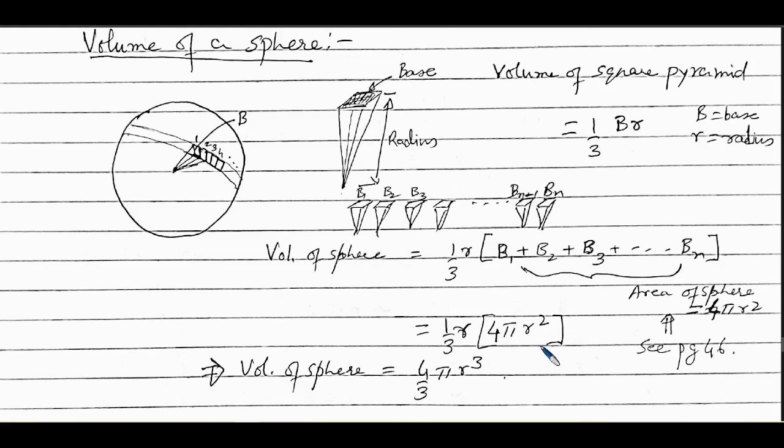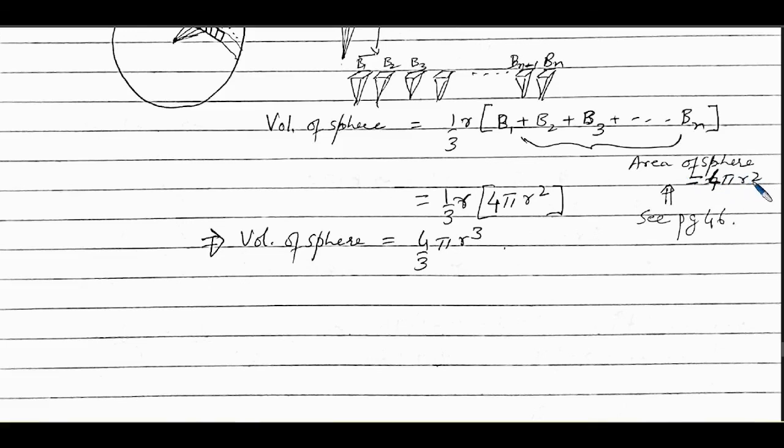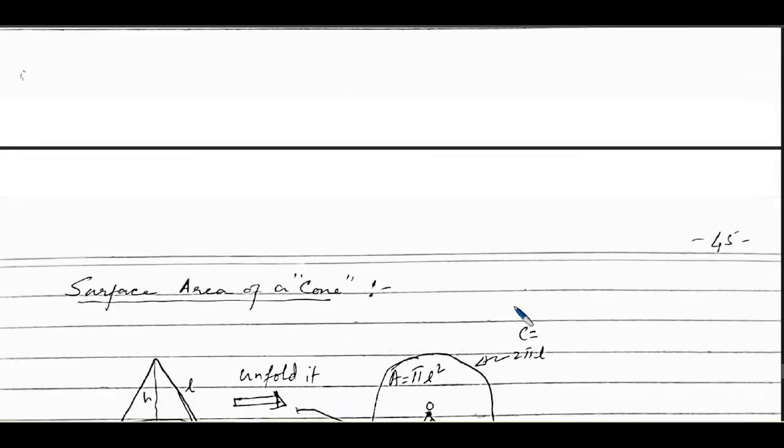We will prove this. Area of a sphere also we will prove it. We will not take anything for granted. We will prove whatever we are going to say. So this is 1/3 r times 4 pi r square. So volume of a sphere is 4/3 pi r cube. And the area of the sphere we will prove it in page 46 of my note.